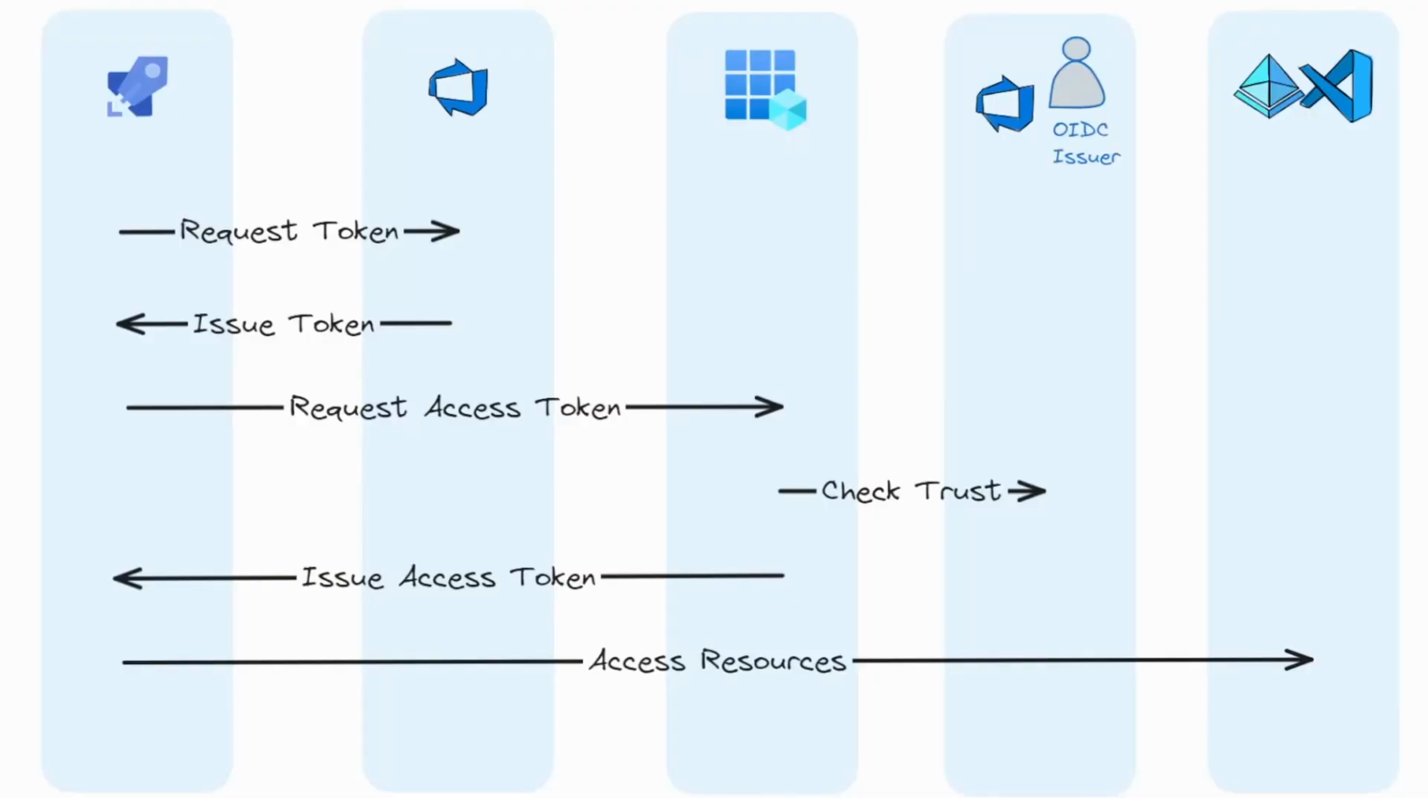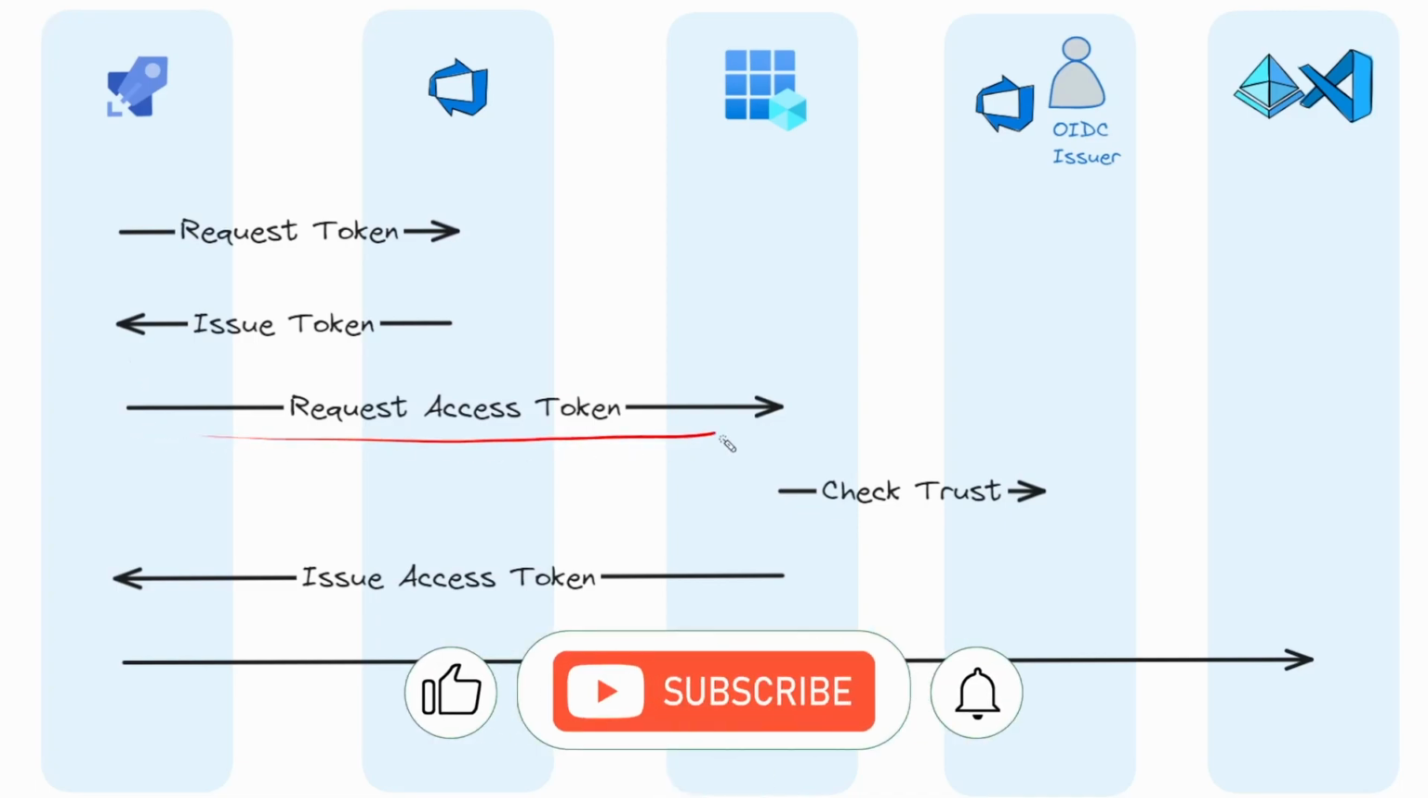Here is a diagram explaining the process. The Azure DevOps pipeline requests a token from the external identity provider, which in our case is Azure DevOps. Azure DevOps issues a token to the pipeline. The pipeline sends the token to the Microsoft Identity Platform and requests an access token.